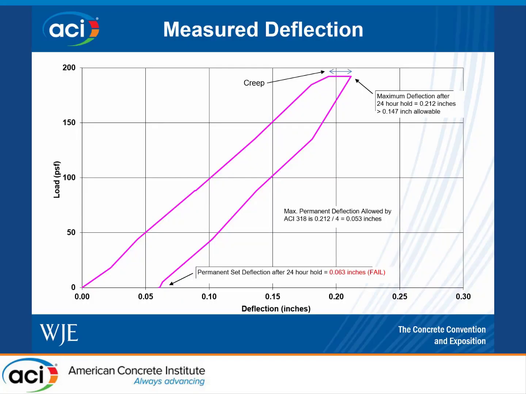And there's a plot of the load versus deflection. So the structure did not fail during the 24-hour hold or initial loading. However, following the removal of the test load, the structure did not rebound sufficiently. The residual deflection exceeded the 25% of the maximum measured deflection, and therefore the structure did not pass this load test.